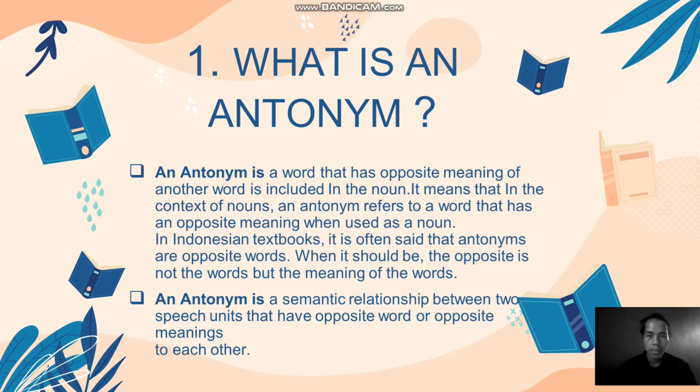Now, what is antonym? The definition of antonym is a word that has an opposite meaning of another word. It means that in the content of nouns, antonym refers to a word that has an opposite meaning when used in a noun. In Indonesian textbooks, it is often said that antonyms are opposite words, when it should be that the opposite is not the words but the meaning of that word.